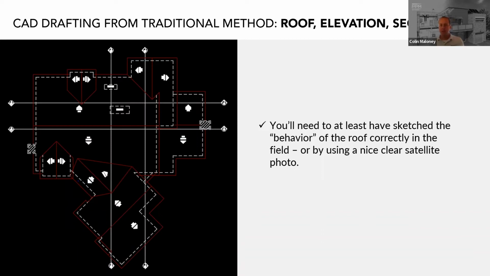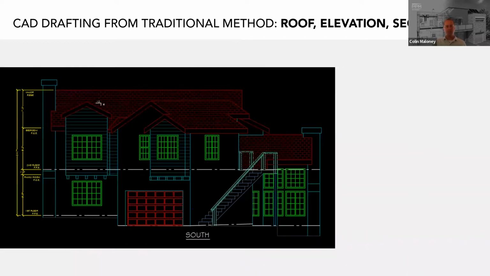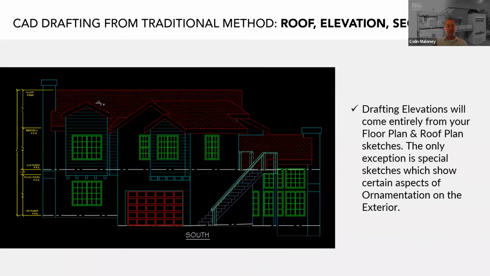in plan view. On the same roof sketch, you'll have wanted to collect all those height measurements. It's often done by using the zip level, which I mentioned earlier, and actually getting on the roof to take all the needed height readings. There are other methods such as using an angle finder, a level, or the various functions on that disto laser. Drafting elevations will come entirely from your floor plan and roof plan sketches at that point. The only exception is the special sketches which show certain aspects of ornamentation on the exterior.